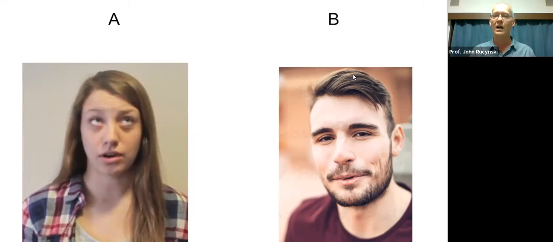A, she's rolling her eyes. B is sincere. Or A, that's a natural smile. B, hopefully that's an exaggerated smile. So that might be a clue of sarcasm.